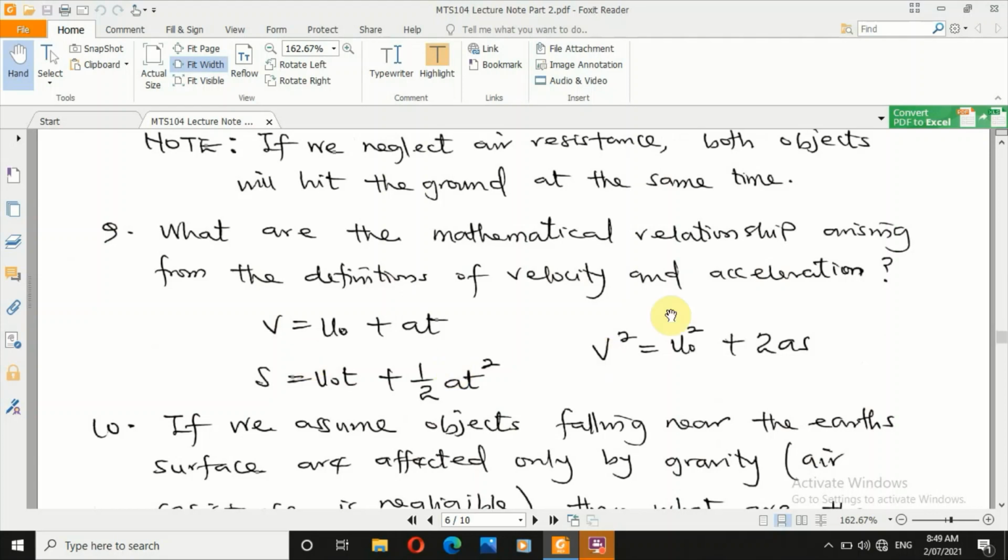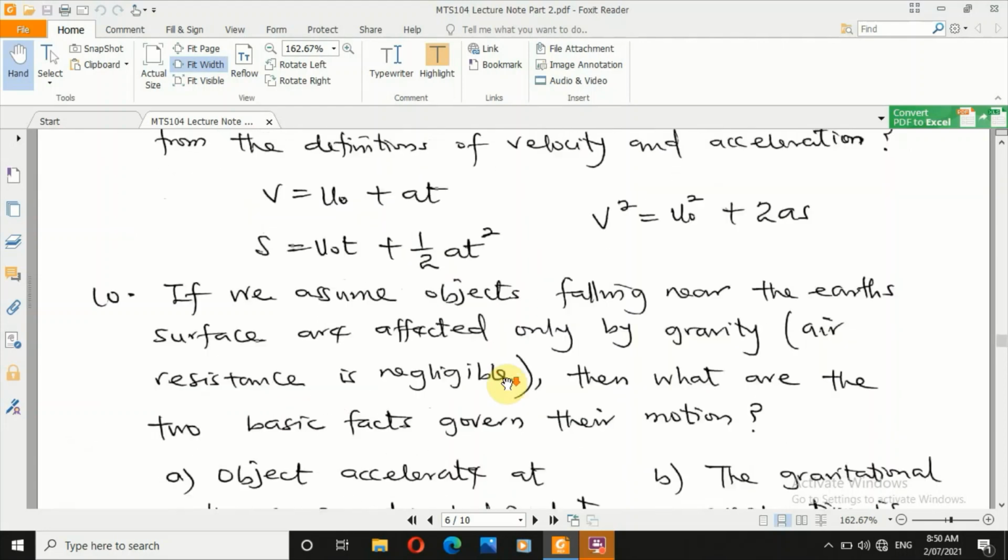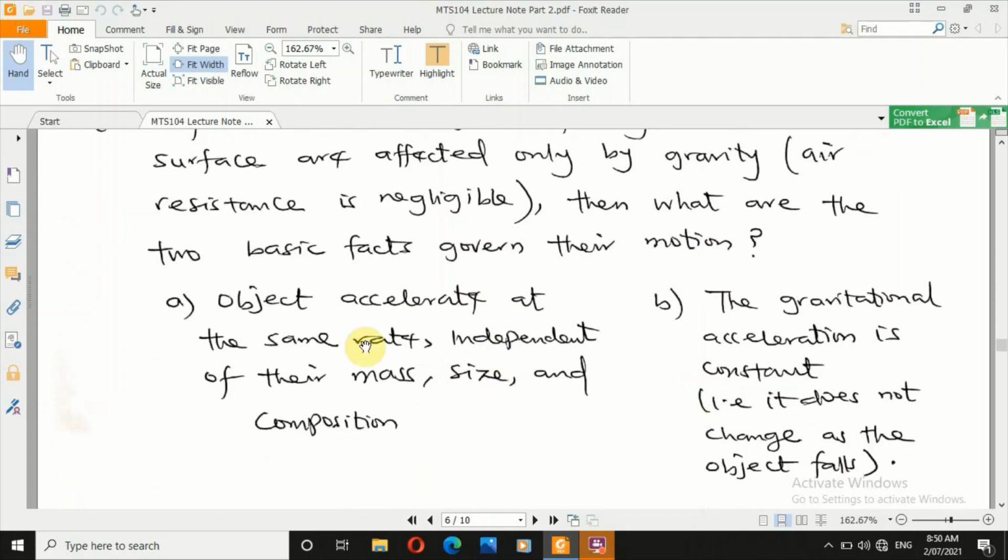Now, mathematics. Let's take a look at the following Newton's laws of motion. We have the final velocity v equals initial velocity plus at. We have the final velocity squared equals initial velocity squared plus 2ax, and we have x equals u0t plus 1/2at squared. So if we assume objects falling near the Earth's surface are affected only by gravity, and air resistance is negligible, then what are the 2 basic facts governing their motion? Number 1, objects accelerate at the same rate, independent of their mass, size, and composition.